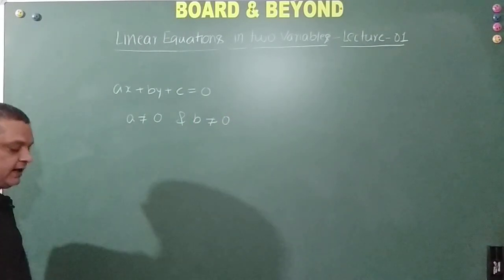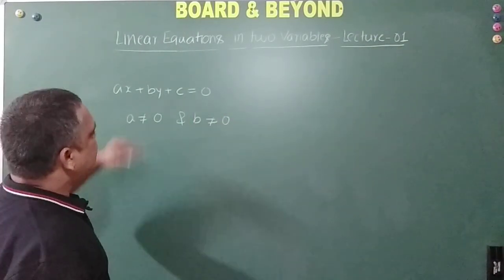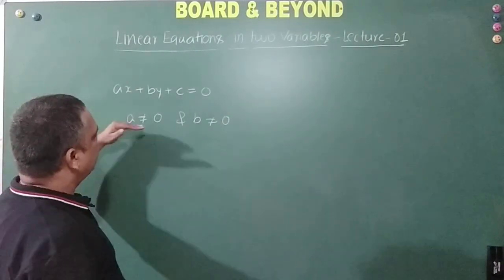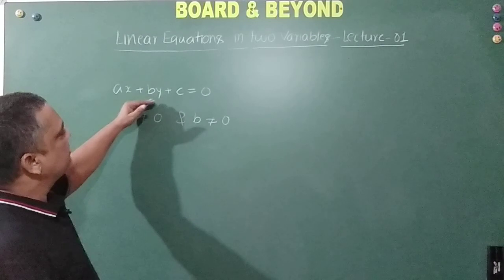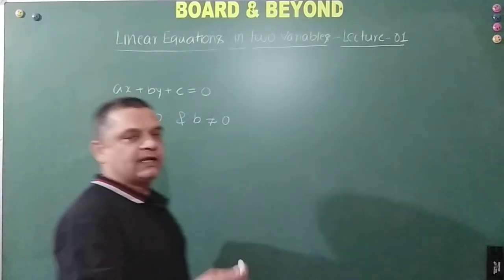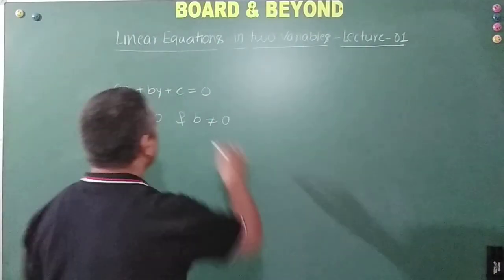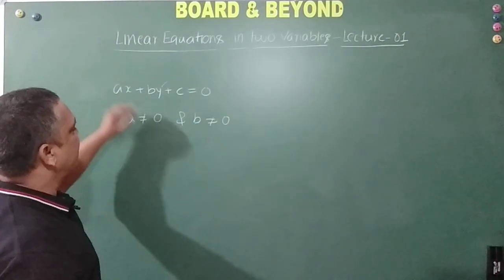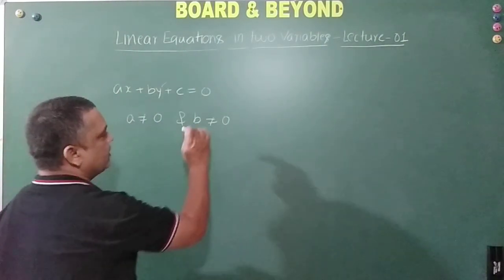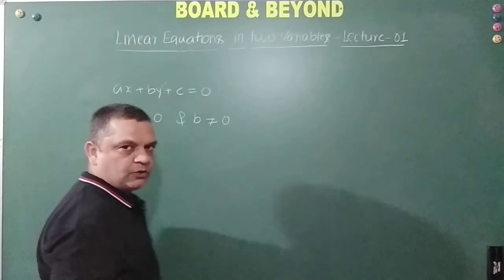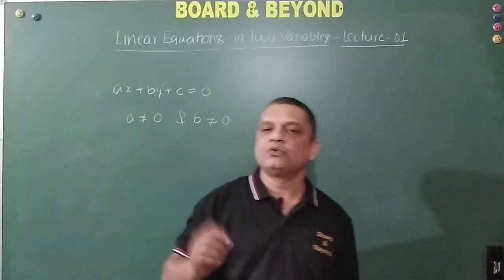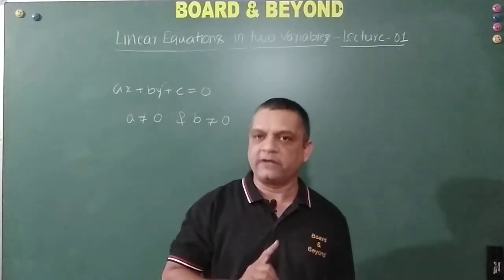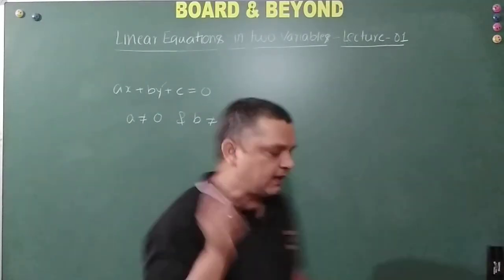This is the criteria. Now let us try to understand why this criteria has been put here. Because the moment a becomes 0, this becomes a linear equation in only one variable, because the variable remaining will be only y. a will dissolve with x. Similarly, if b becomes 0, then also this reduces to a linear equation in only one variable because b will dissolve with y. That is one thing.